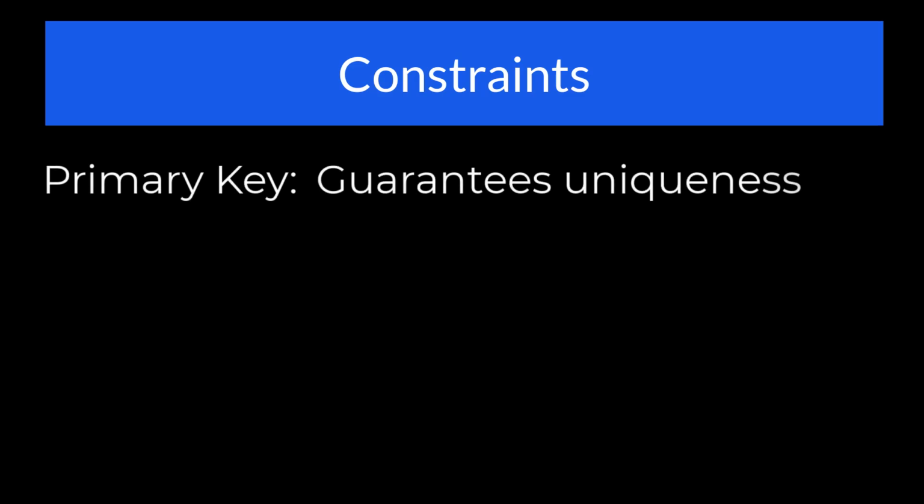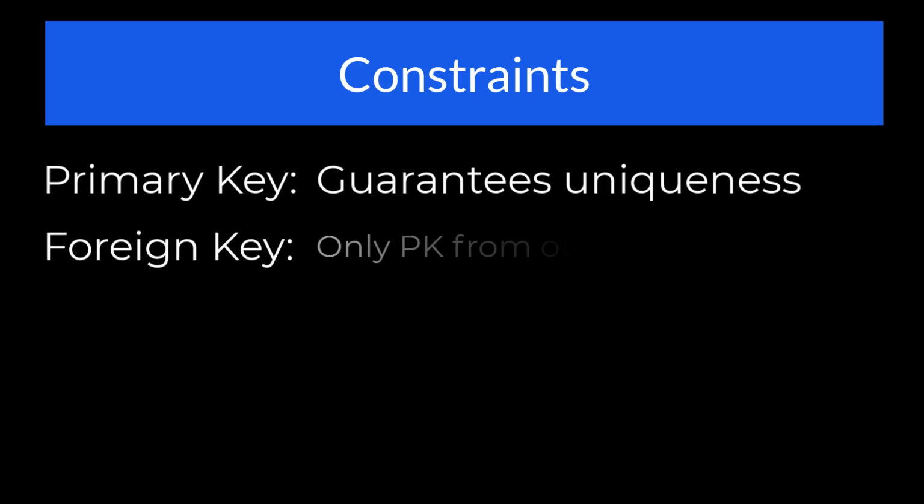Constraints are simply restrictions placed on the values you can put in one or more columns of a table. There's different types. The primary key, which identifies the column or columns that guarantee uniqueness within a table. The foreign key, which is restricted to values which must already exist as a primary key in another table.